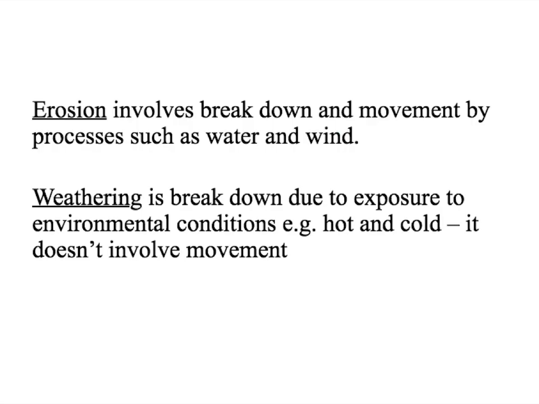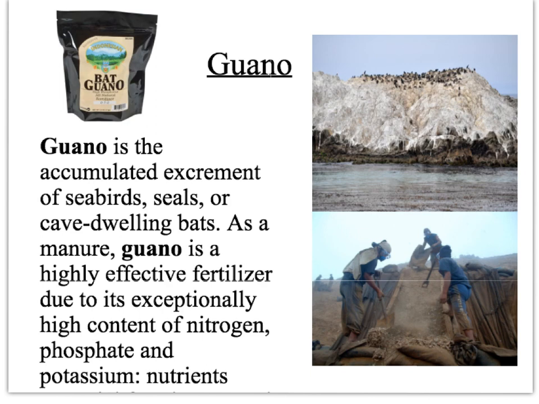So here are two definitions for one of the last processes we talked about. Erosion is breaking down rock by movement processes such as water and wind. Weathering breaks down the rock due to exposure to environmental conditions, like changes in temperature, hot and cold, that can break up bits of rock. It doesn't involve movement.